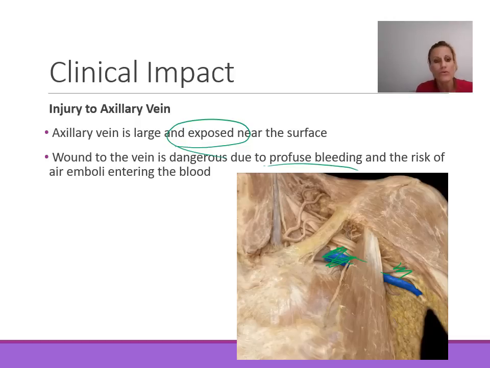But also the risk of air emboli entering into the bloodstream. So when air enters the bloodstream, it acts as an embolus, just like a blood clot could be an embolus. And this traveling around the body, if this gets to the lungs, to the heart, it can be highly problematic and dangerous.